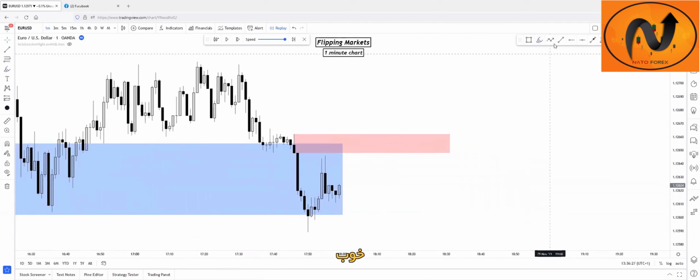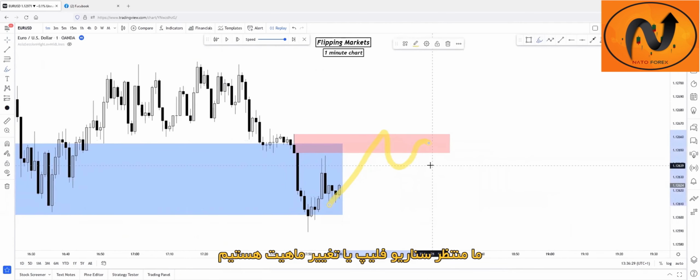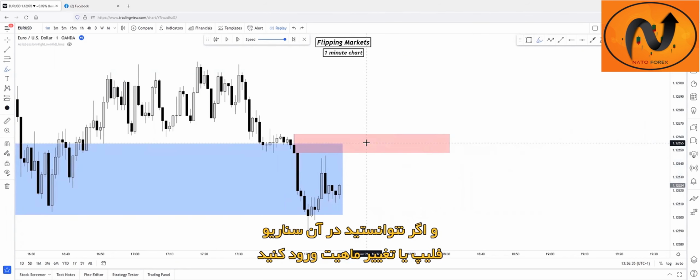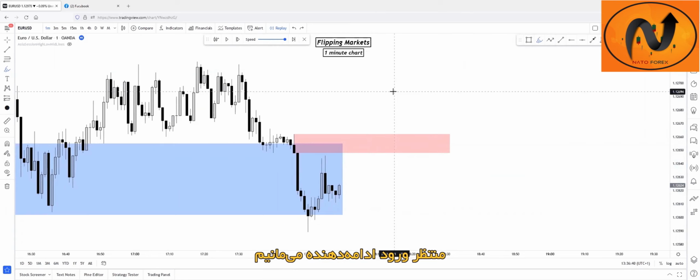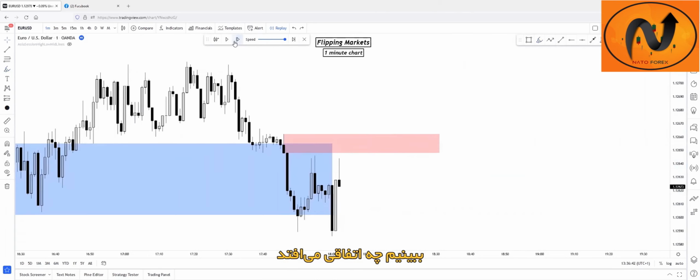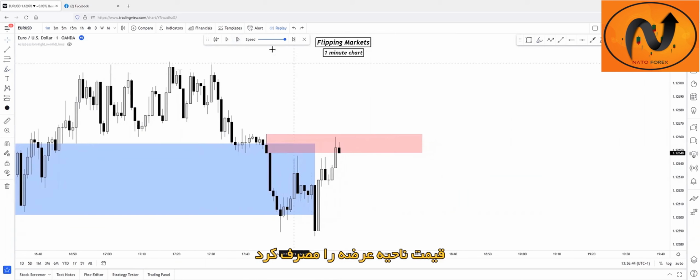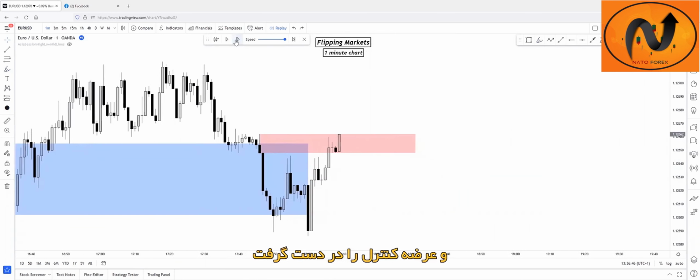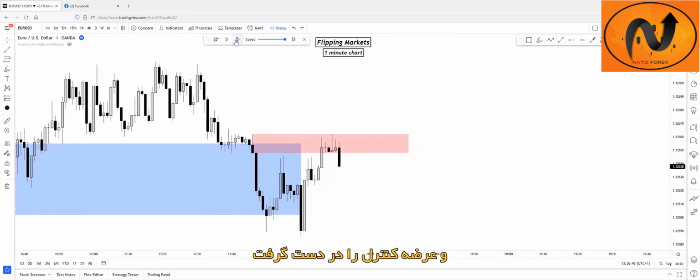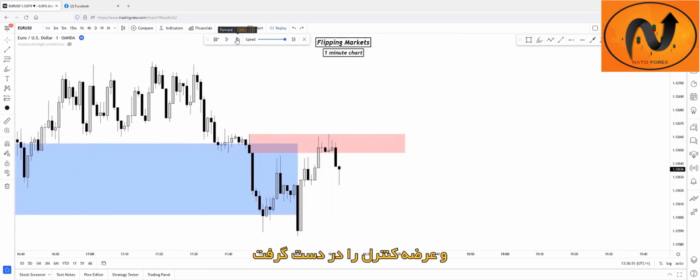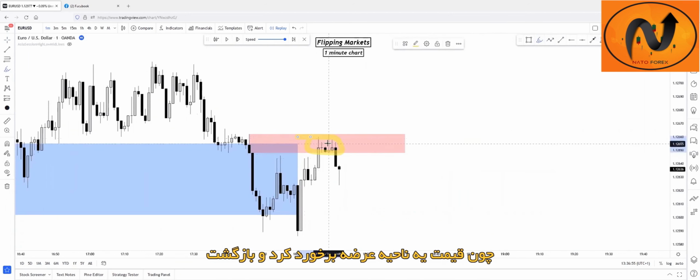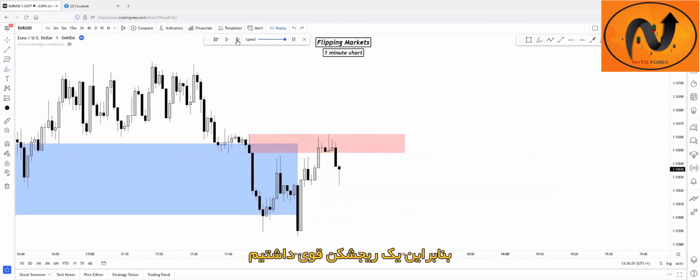Okay, so we are waiting for either a flip scenario or a change of character scenario. And if we can't enter on that flip or change of character scenario, we are waiting for a continuation example. Okay, let's see what happens. Price mitigated the supply zone, as you can see. Supply took over control from demand because price reacted on the supply zone and did reverse. So we had a strong rejection.